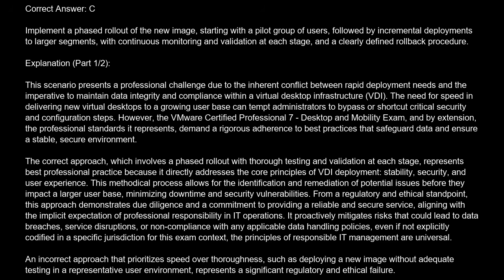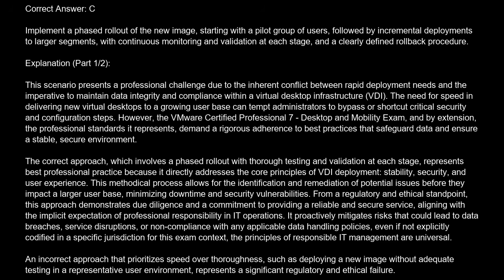The need for speed in delivering new virtual desktops to a growing user base can tempt administrators to bypass or shortcut critical security and configuration steps. However, the VMware Certified Professional 7 Desktop and Mobility Exam, and by extension, the professional standards it represents, demand a rigorous adherence to best practices that safeguard data and ensure a stable, secure environment. The correct approach, which involves a phased rollout with thorough testing and validation at each stage, represents best professional practice because it directly addresses the core principles of VDI deployment: stability, security, and user experience.